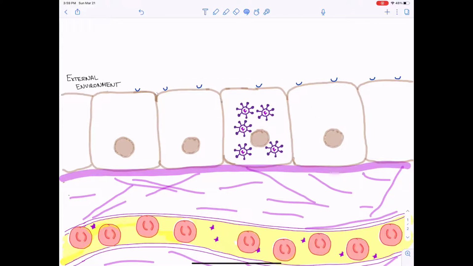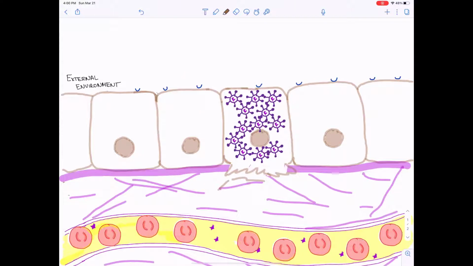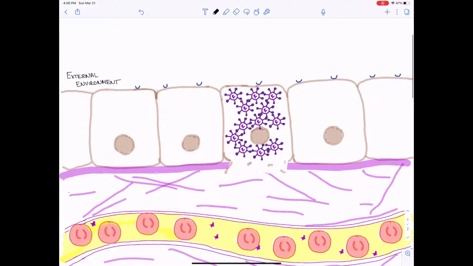Once they're inside of our cells, they reprogram our cells to basically stop doing what the cells are supposed to be doing and start doing what the virus wants it to do, which is make a whole bunch of new viruses. Eventually, the viruses are going to exit the cell. In this case, they actually lysed our own cell in order to exit.